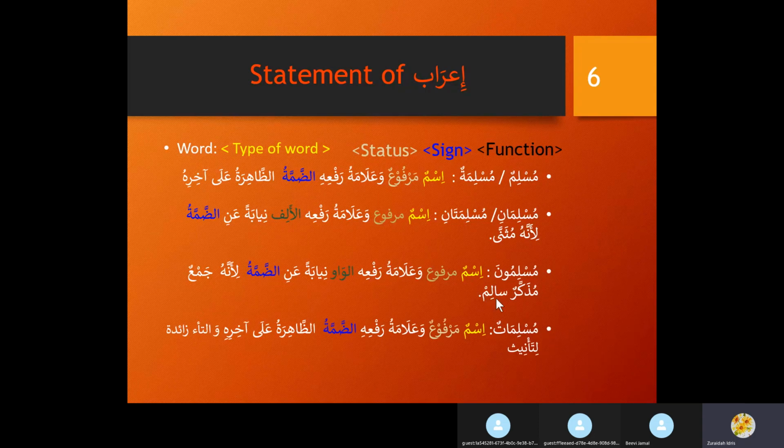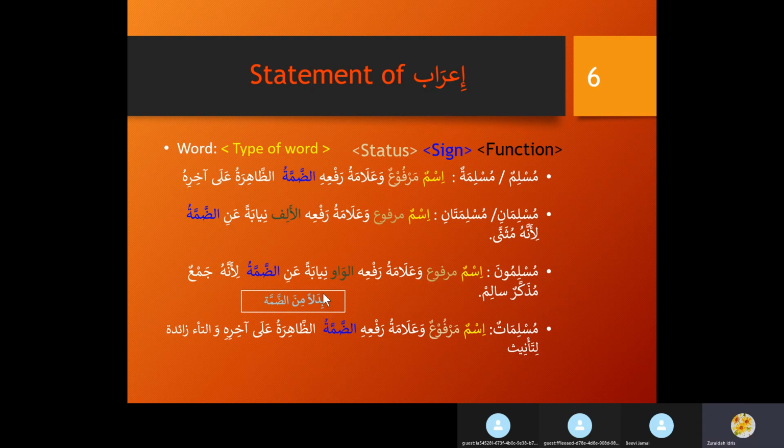Yes, the plurals. One for the masculine, one for the feminine. So wow is for the masculine. And for the feminine, it's still dhamma. It's still zahir, and it is on top of the ta'nis. So this is your rafa slide, so to speak. So we go to the nasab slide now.